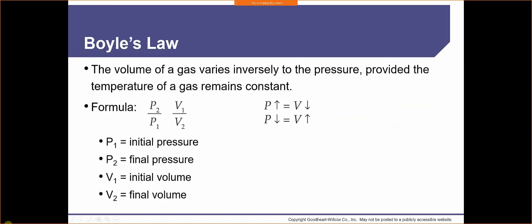So we have Boyle's law. All right, the volume of a gas varies inversely to the pressure, provided the temperature of a gas remains constant. So in these laws, we always have to have a constant. Okay, if we change that constant, we're going to have a fluctuation. So in this case, the temperature is going to remain constant. So we're going to maintain 68 degrees, and this is what our law states. So if the pressure goes up, the volume decreases. As the pressure goes down, the volume increases. Okay, so we have Boyle's law basically in a nutshell.